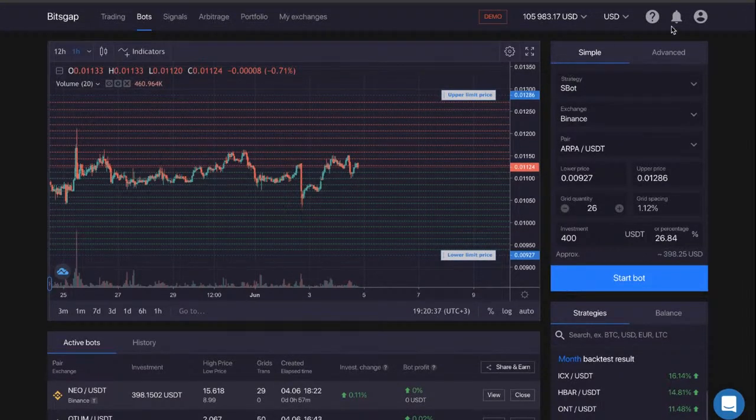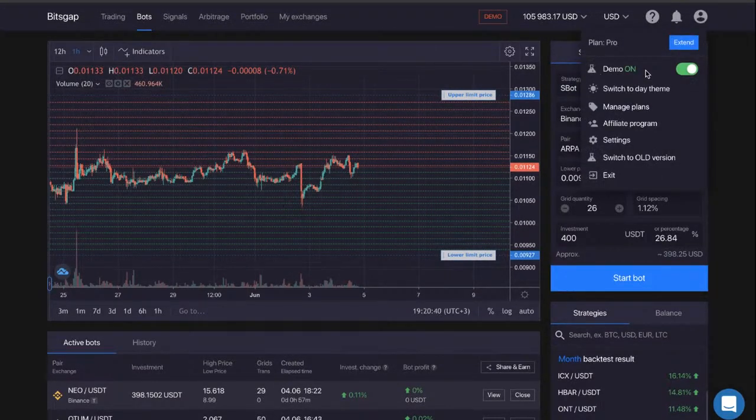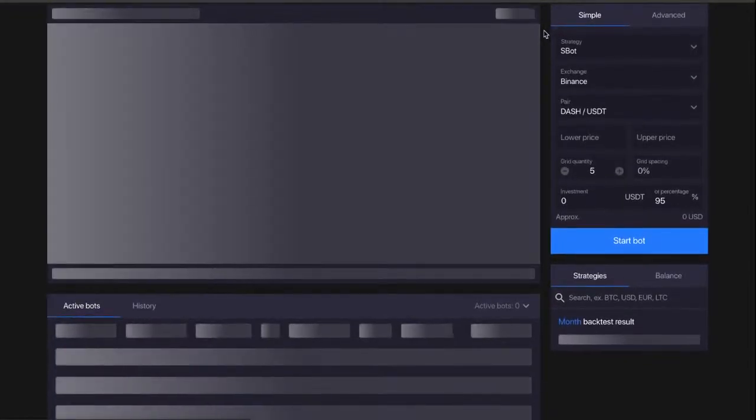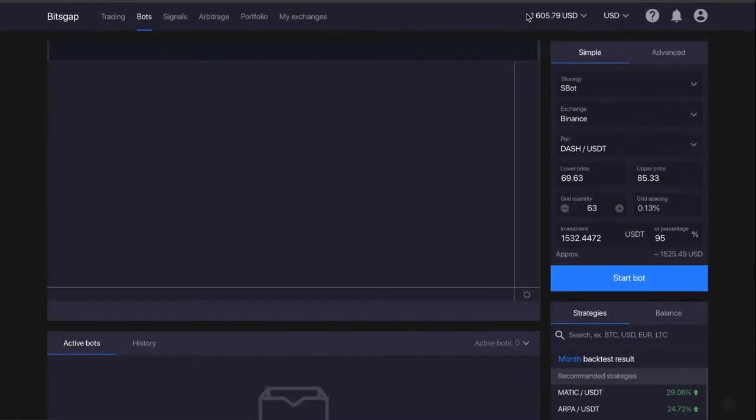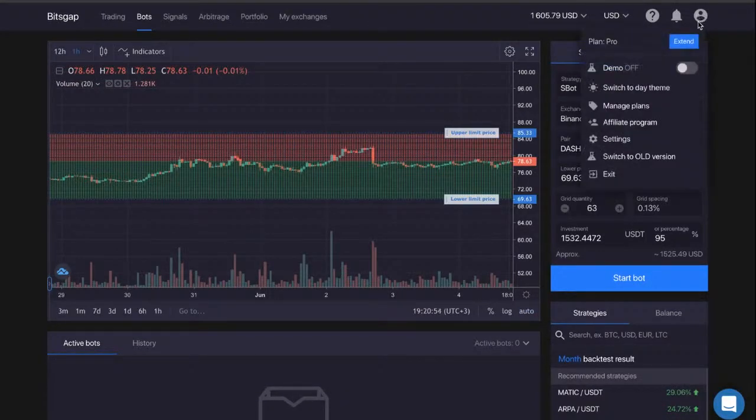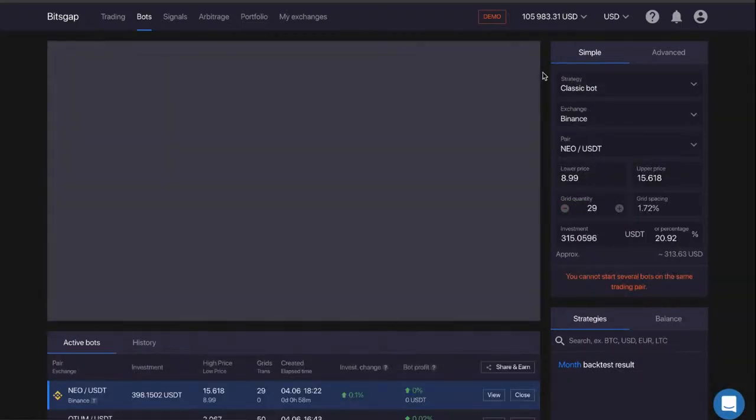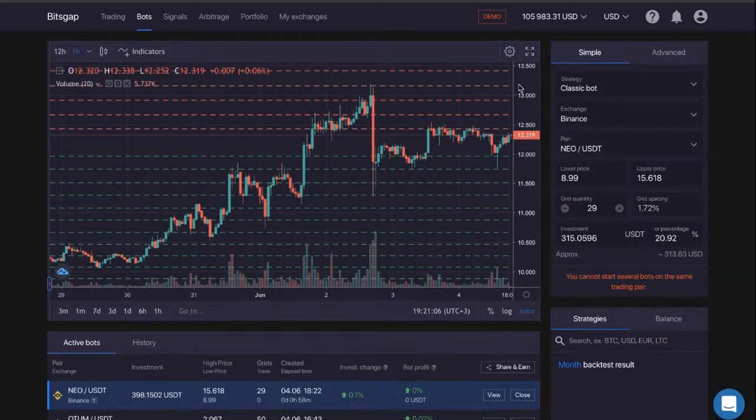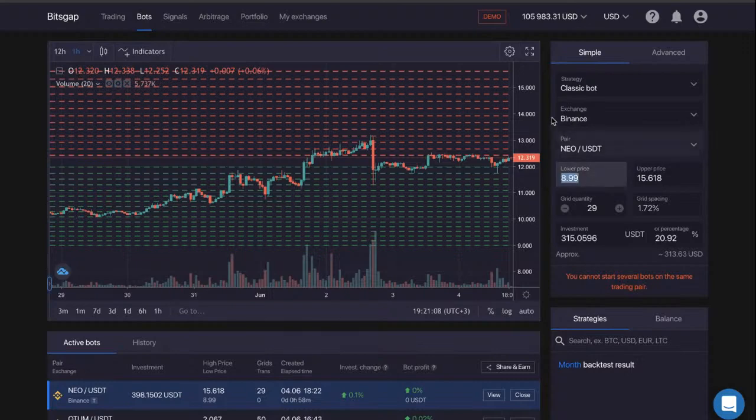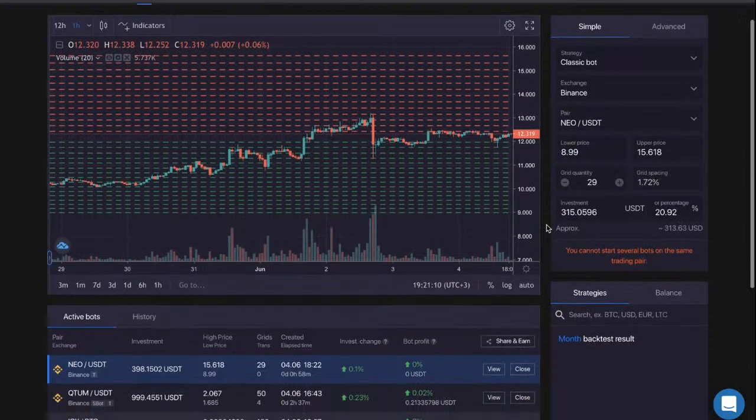You can test this using Bitsgap's demo trading mode. So here you can see it's already on in my case. I also have one of my real accounts here, and I can easily, with the click of only one button, switch to demo mode. So before actually executing any real trade on my real account, I can test it. I can test the settings in the demo mode in any way I want.